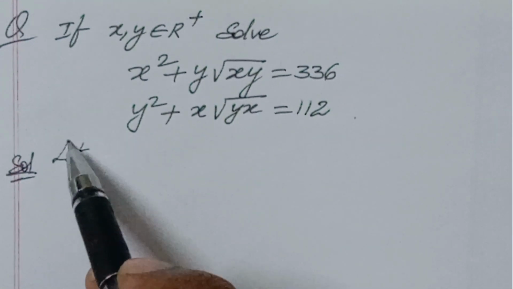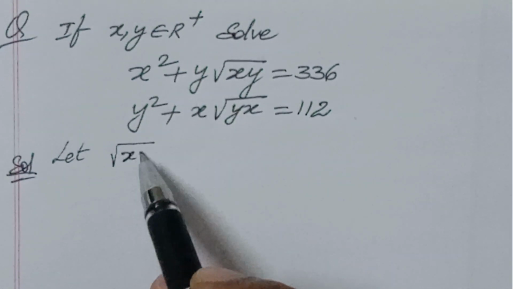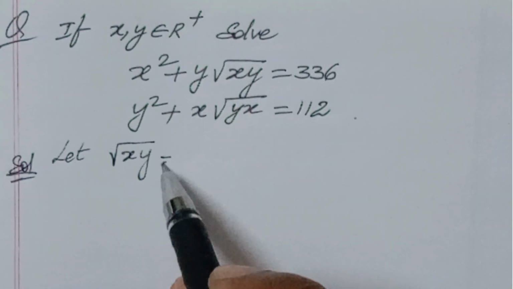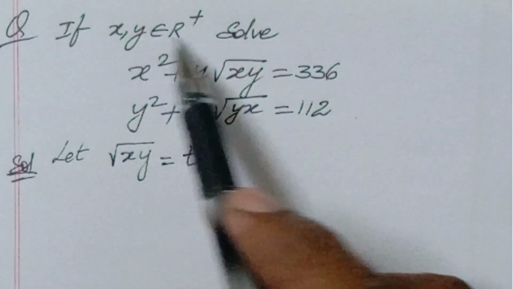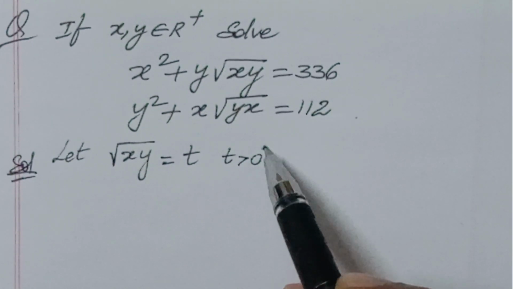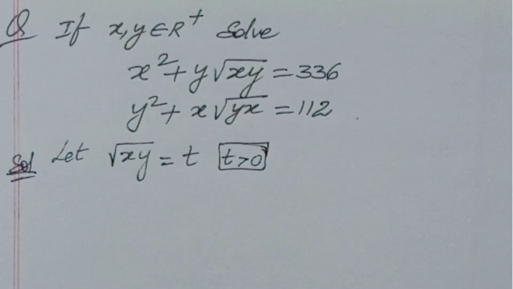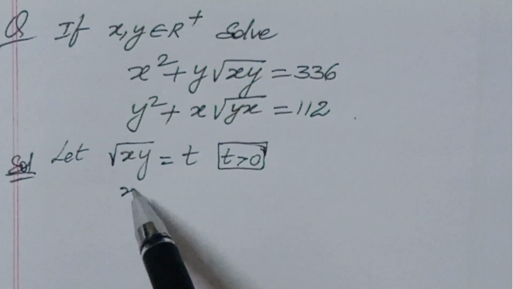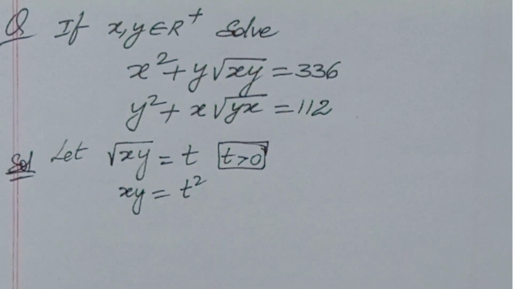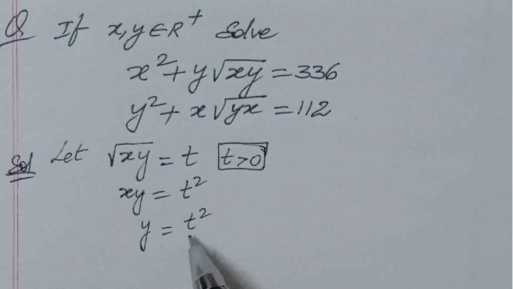First of all, you'll take let root of xy is equal to t. So here these are positive numbers, so t will always be greater than 0. If you do squaring on both sides, xy is equal to t square. Then y will be t square by x.